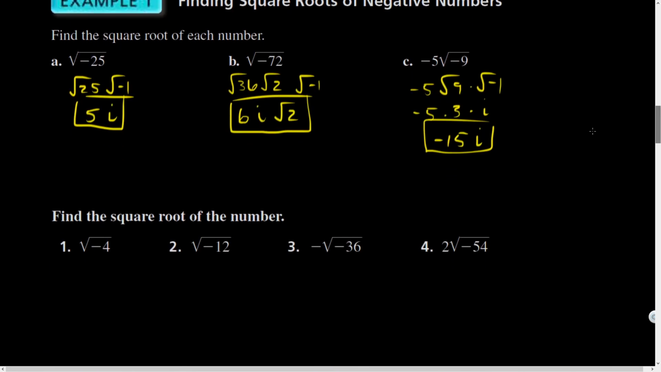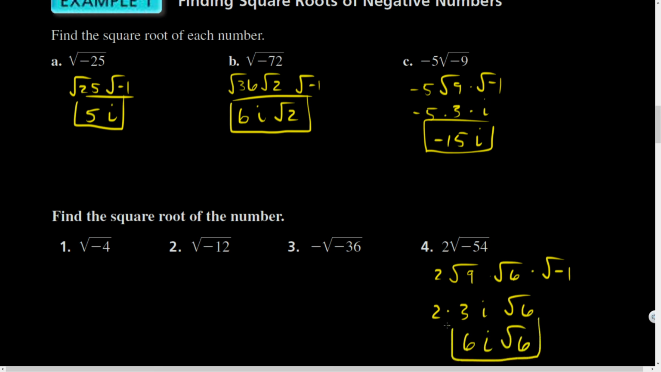Let's see. Are any of these that interesting? I'm looking at this one just because I can't think of the largest perfect square that goes into 54 off the top of my head. Let's see. Well, 9? It's 9, isn't it? So rad 9 times rad 6 times rad -1. 2 times 3 times i times rad 6. So final answer, 6i rad 6. All right, so it kind of behaves just like that.